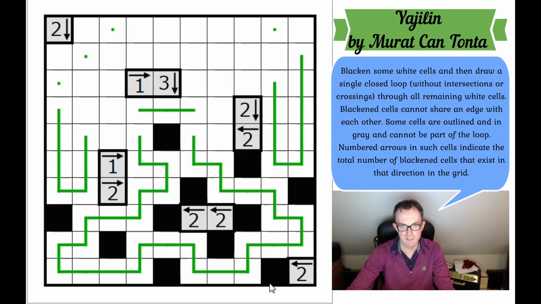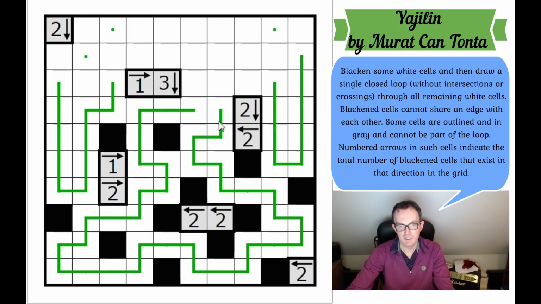That forces this. This square now, we can see we have this 2 clue. We need to have either a black square here, oops, or here. Now it can't be here because that's going to connect there and create a cul-de-sac. So that's not in. That goes like that. That is a black square. That does that. That does that.